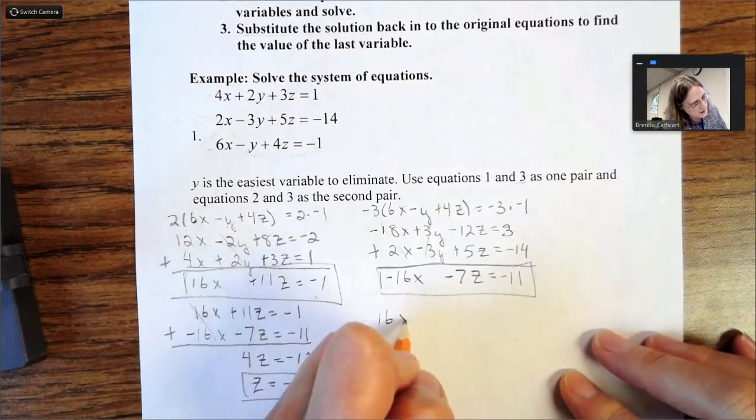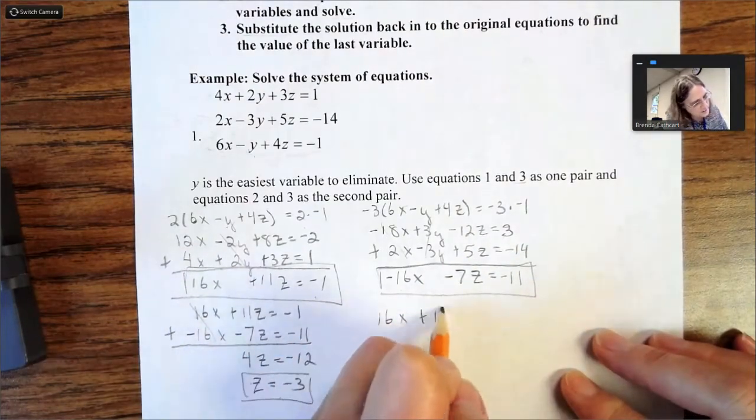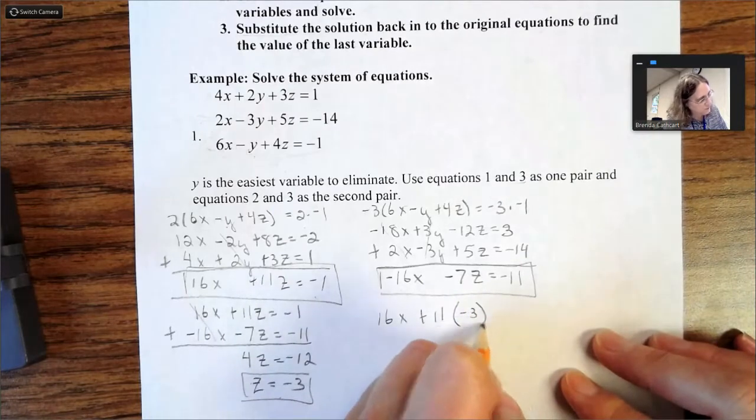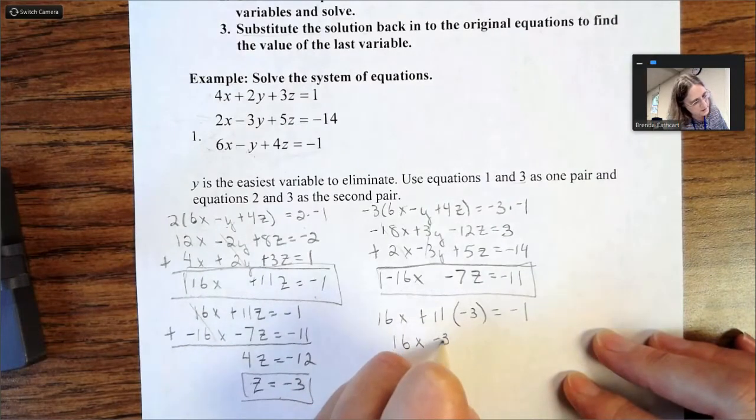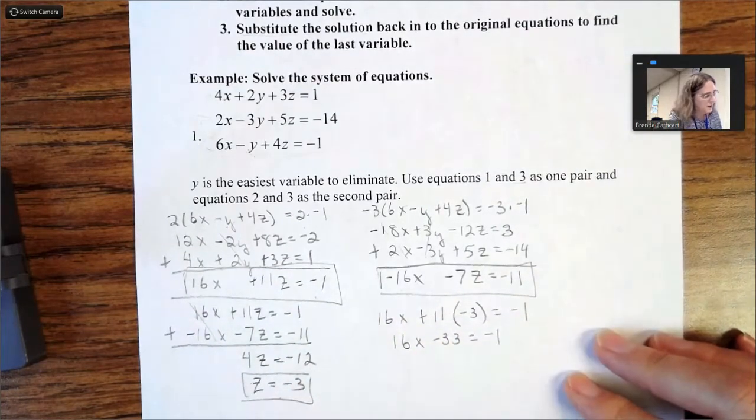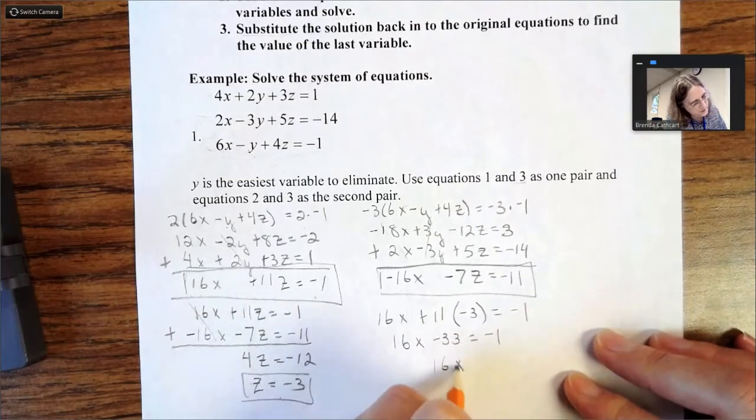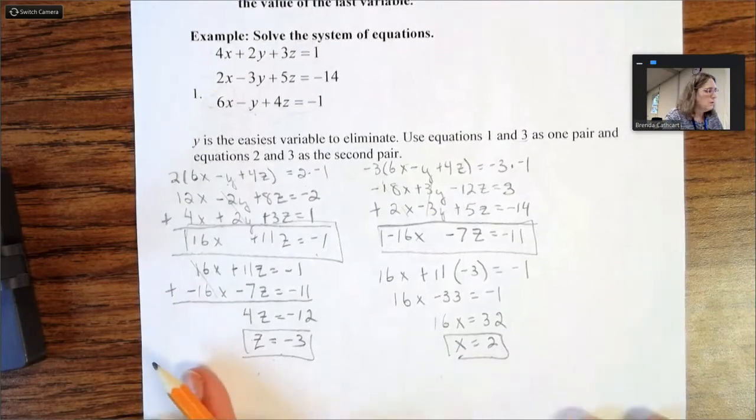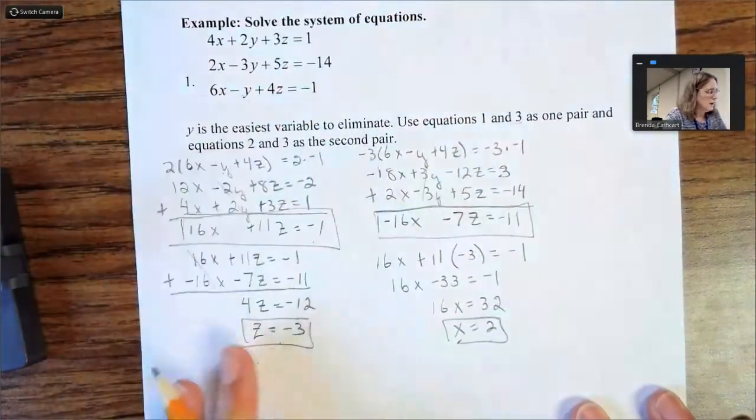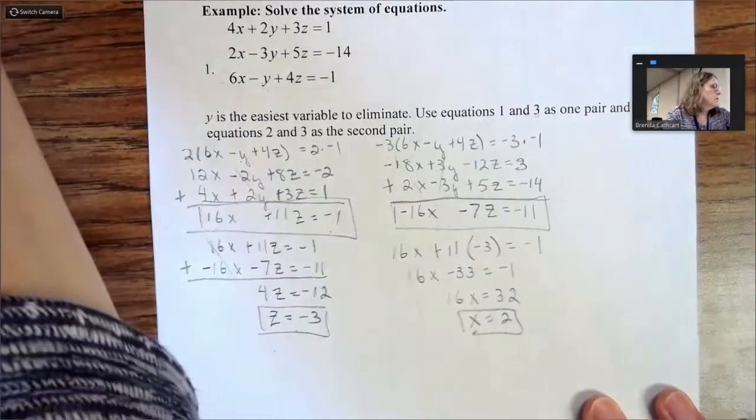So I have 16x plus 11 times my value of z of negative 3 equals negative 1. So I have 16x minus 33 equals negative 1. Adding 33 to both sides gives me 16x equals 32. And dividing by 16 gives us x is 2. So now I have both values for x and z. I want to substitute those two values back into one of my original equations to find the value of y. Let's choose our third equation there.